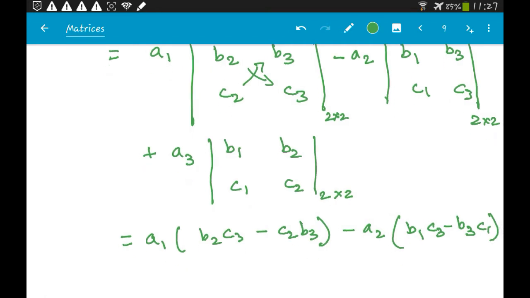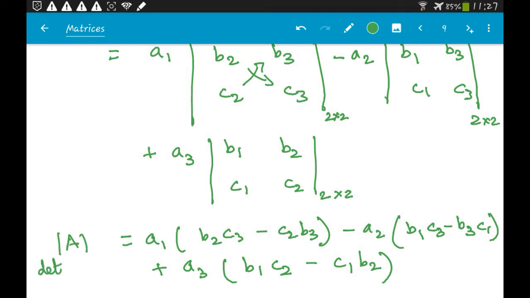and then for plus A3 we have B1 C2 minus C1 B2. So this is our determinant for a 3 cross 3 matrix. Sometimes the determinant of A is also written as det A. So this is our determinant for the 3 cross 3 matrix.